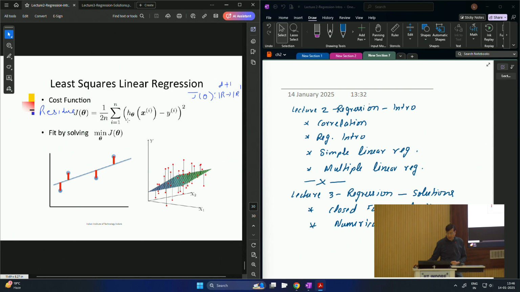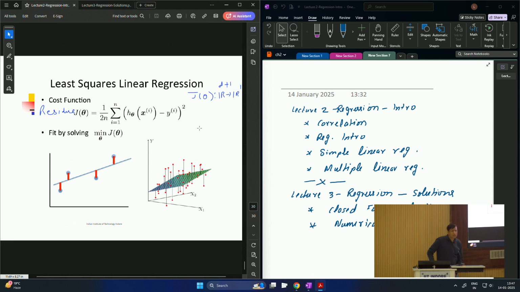Now you write the residue function, again in the least squared sense. So you're taking the difference between the predicted value by the function you are approximating minus the actual value at that particular data point i, and squaring it. So again it goes from a d plus 1 to one dimensional space. So this is where we had stopped. Now we're going to start how to solve this.